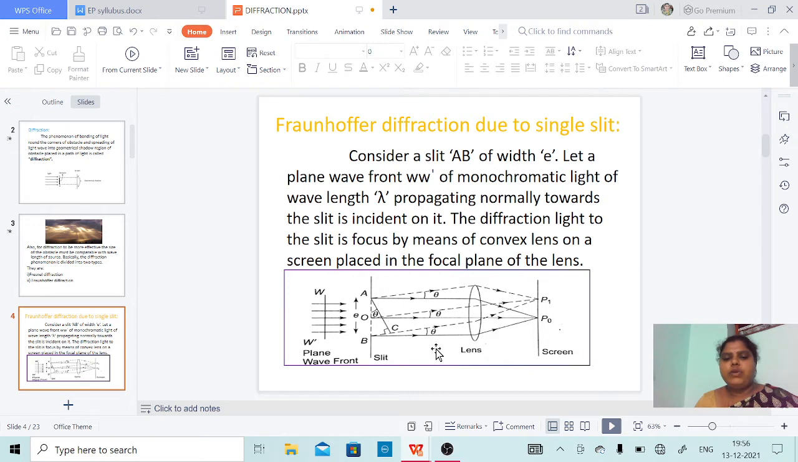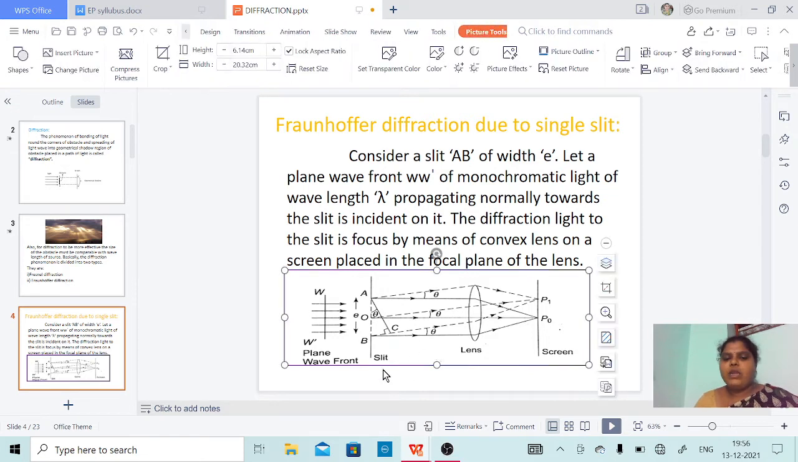See this diagram, what you will understand. It's a wavefront, that means a bunch of waves coming from a source. See here, this is a slit, AB is a slit, having slit width e. How the light will spread through this obstacle. Here we are placing a lens, and this is the screen. How we can get P0 and P1, that means P0 is a maxima and P1 is a minima. So like that we are getting one maxima and a number of minima.